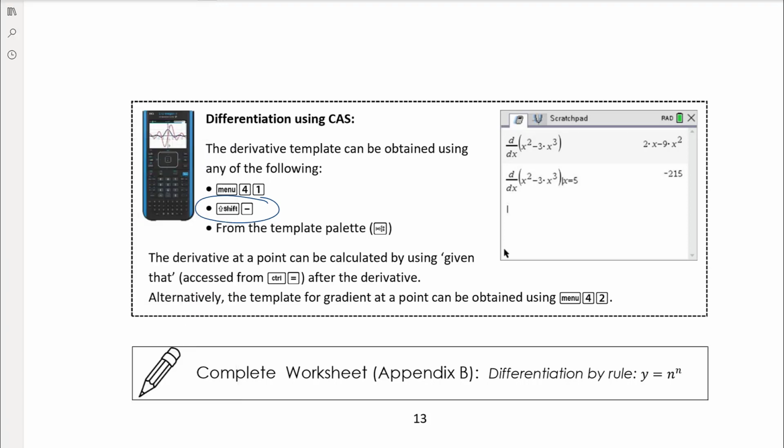Alright, so that's just some instructions about how to use your CAS. Right now though, I want you to be practicing differentiating by hand. We'll get into using the CAS more when we do some applications, but just becoming aware of the different ways you can access derivative using your CAS. So there's a worksheet to do today, and it's found in the back of your blue booklet in Appendix B.